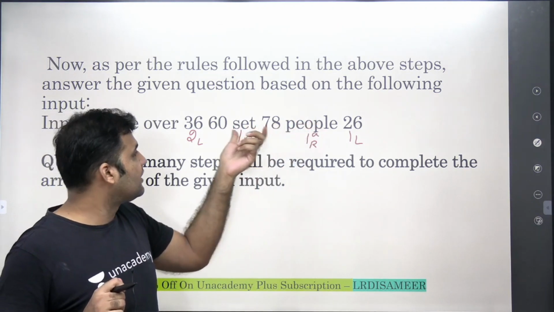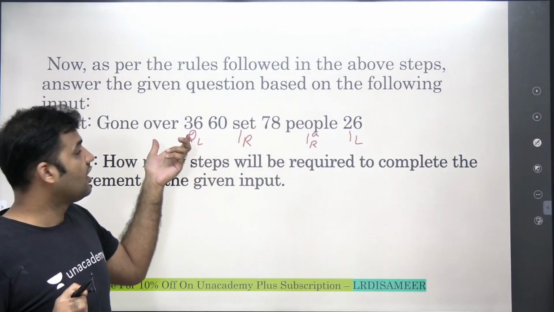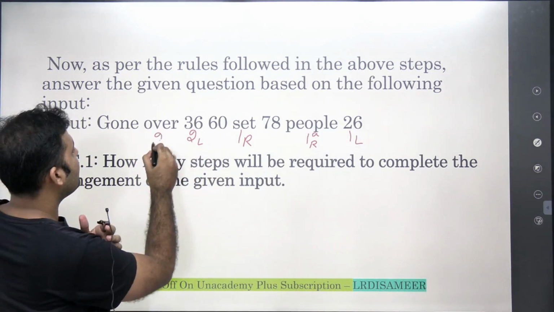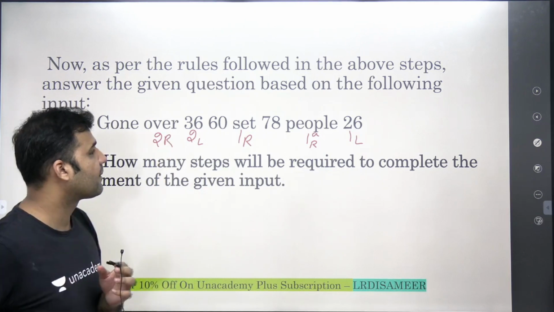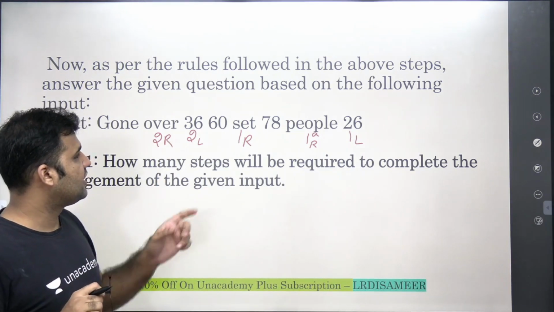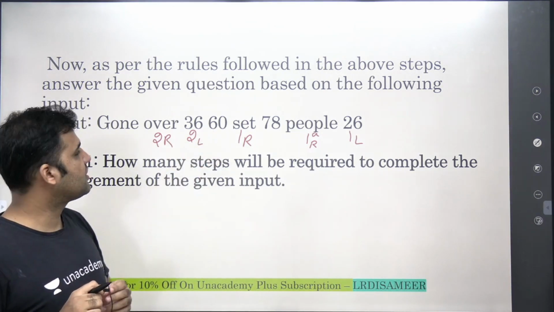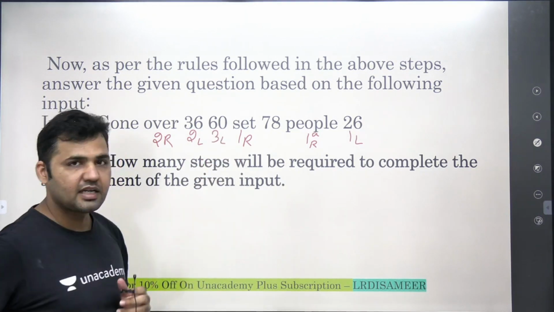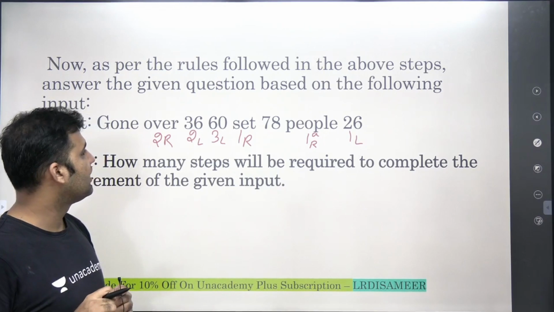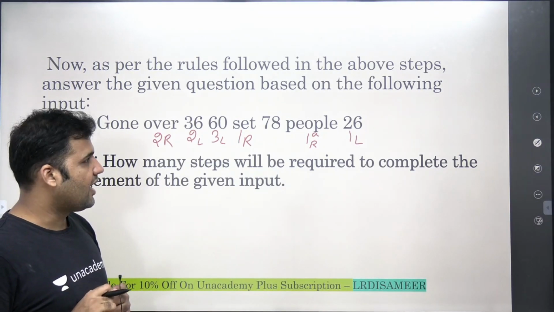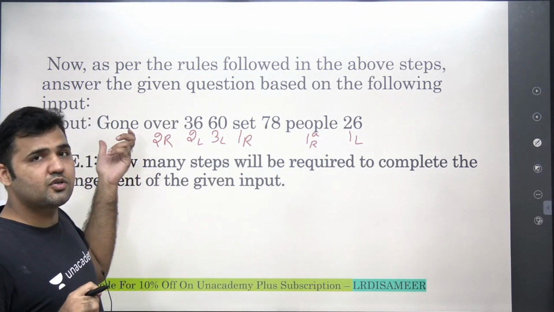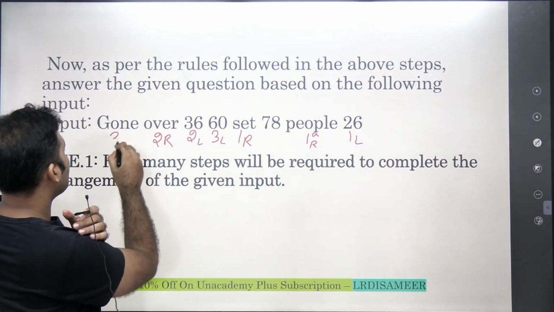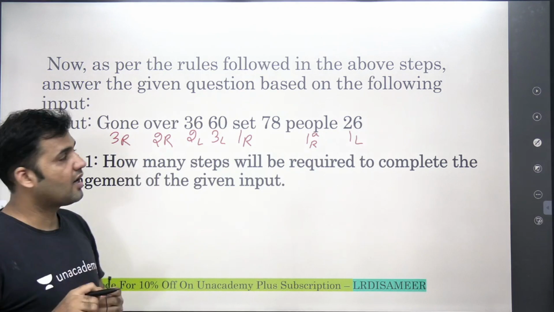So after people, the third largest element is over. So therefore the 2R rank will be given to this element, over. And then you see the next largest number is 60. So 3L will be given to 60, right? 3L will be given to 60, and 3R will be given to the word gone, right?